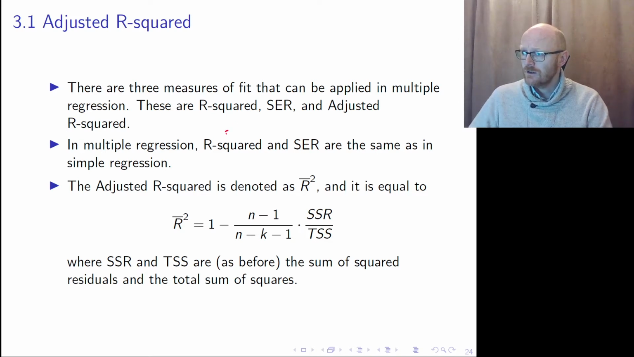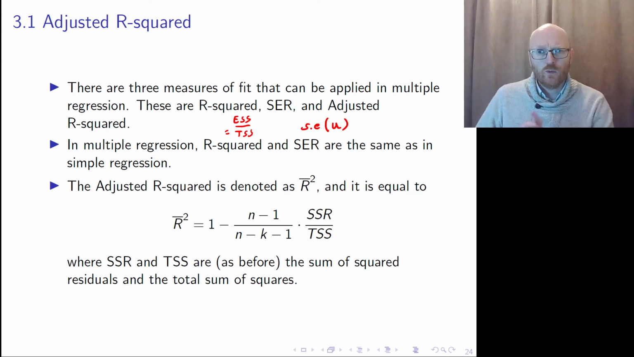Just to recap, the R squared is the explained sum of squares divided by the total sum of squares, right? And the standard error of the residuals is just the sample standard deviation of the residuals. So it's just the standard error of U.